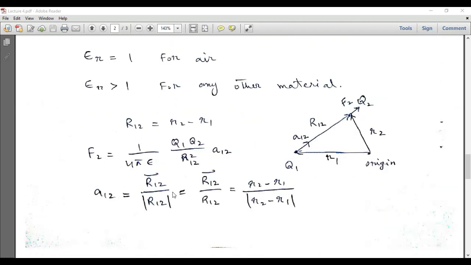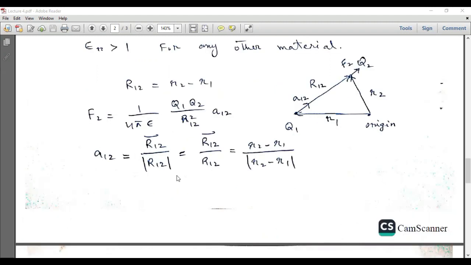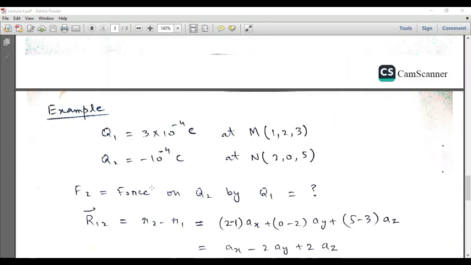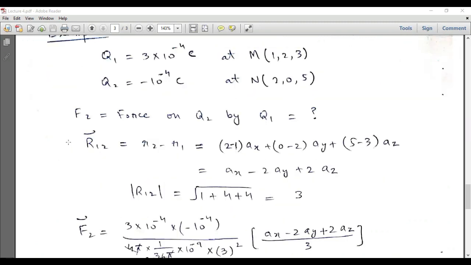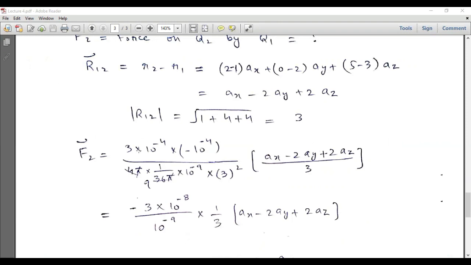If we have understood these mathematical expressions, we can easily solve some numerical examples. This Coulomb's law is very easy and straightforward, so let's solve one example. We are given two charges. Q1 is equal to 3 into 10 to the minus 4 coulomb at M, and Q2 is equal to minus 10 to the minus 4 coulomb at point N, whose coordinates are 2, 0, 5. We have to calculate F2, the force on Q2 by Q1. First evaluate the position vector R12, which is equal to R2 minus R1. Now we calculate its magnitude, and it is equal to 3. Now F2 is equal to Q1 into Q2 over 4 pi into epsilon into R square into AR or A12.